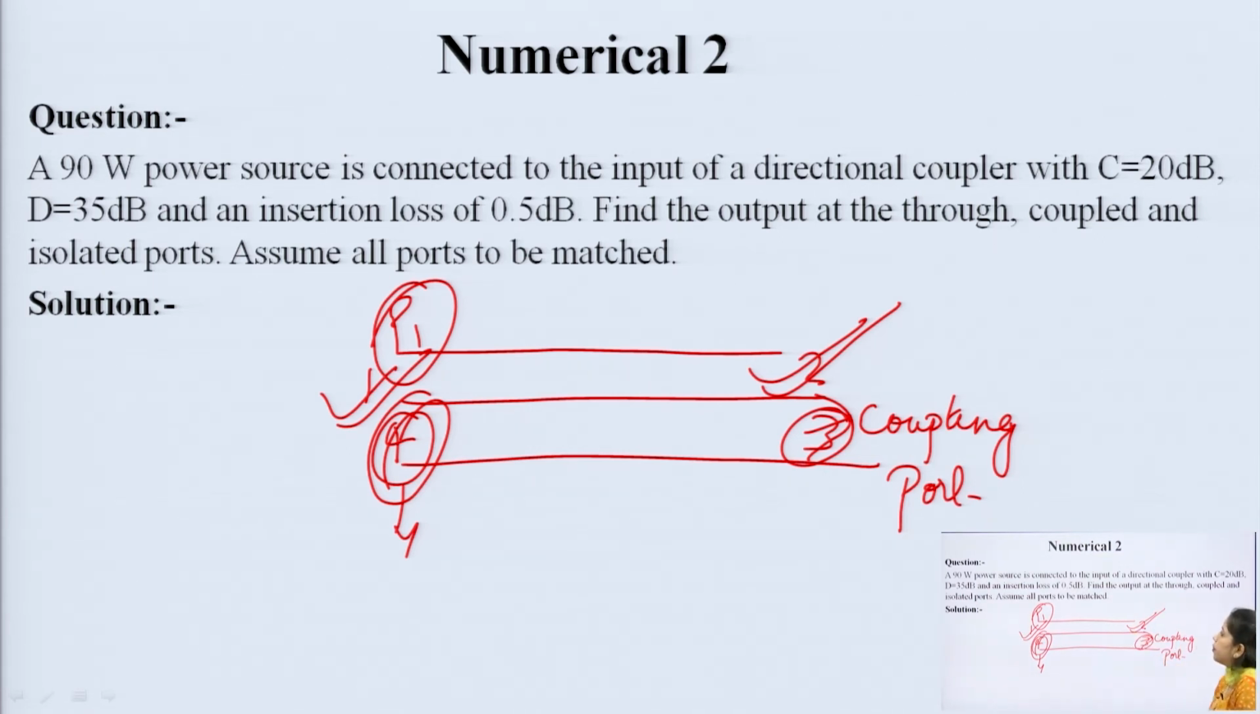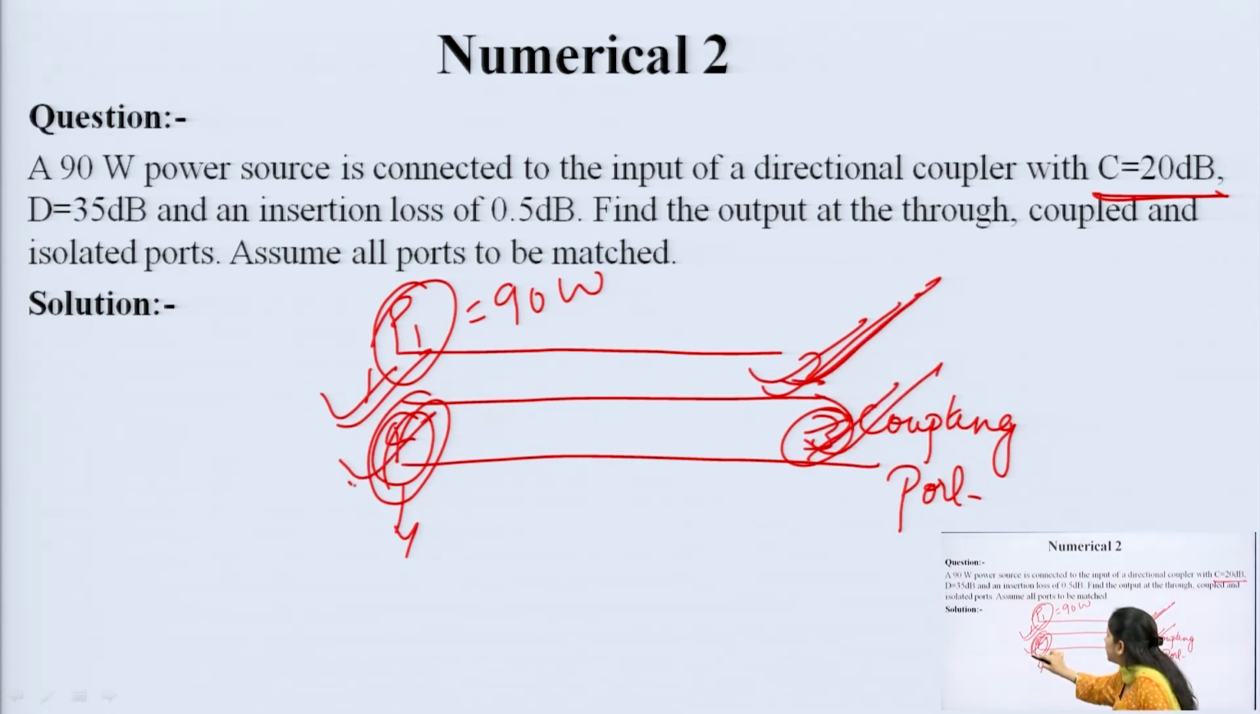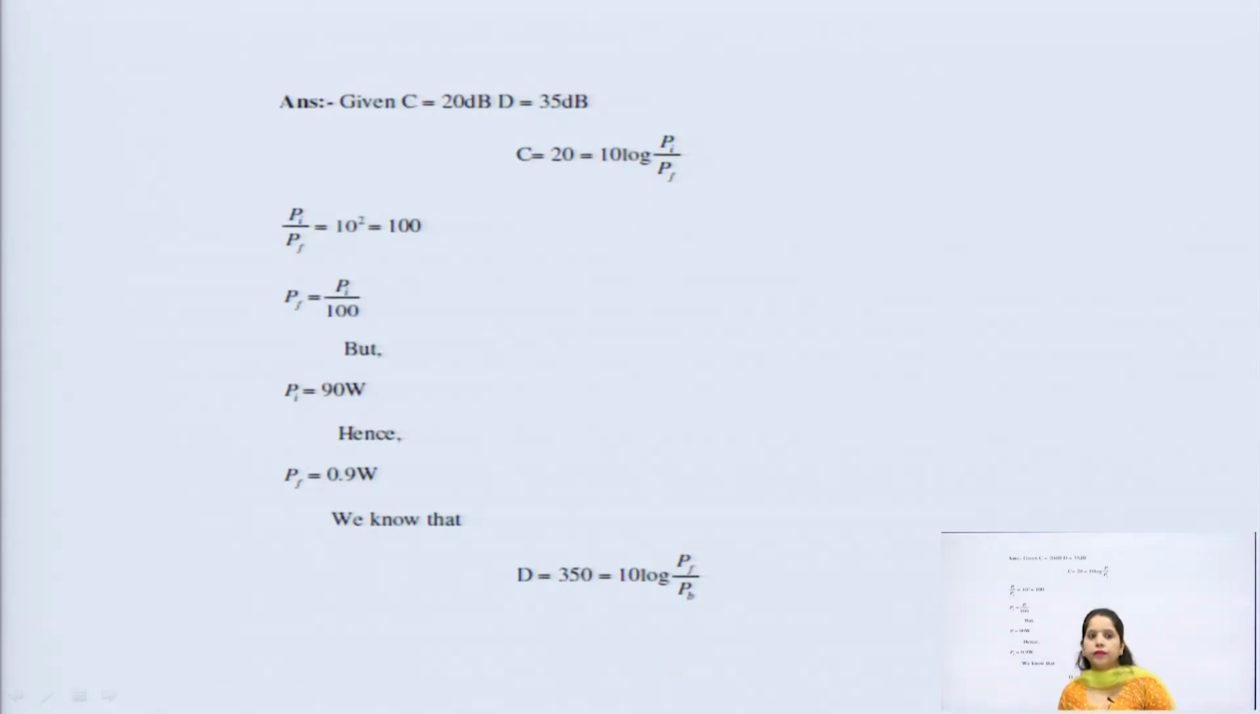So, a 90 watt power source is connected to the input of a directional coupler, that means P1 should be equal to 90 watt. With a coupling of 20 dB, directivity equal to 35 dB and an insertion loss of 0.5 dB. Find the output at the through, coupled and the isolated port. This is the through output, this is the coupled output and this is the isolated output. So, you have to calculate the output power in all the remaining 3 ports. So, for that what is going to be there?